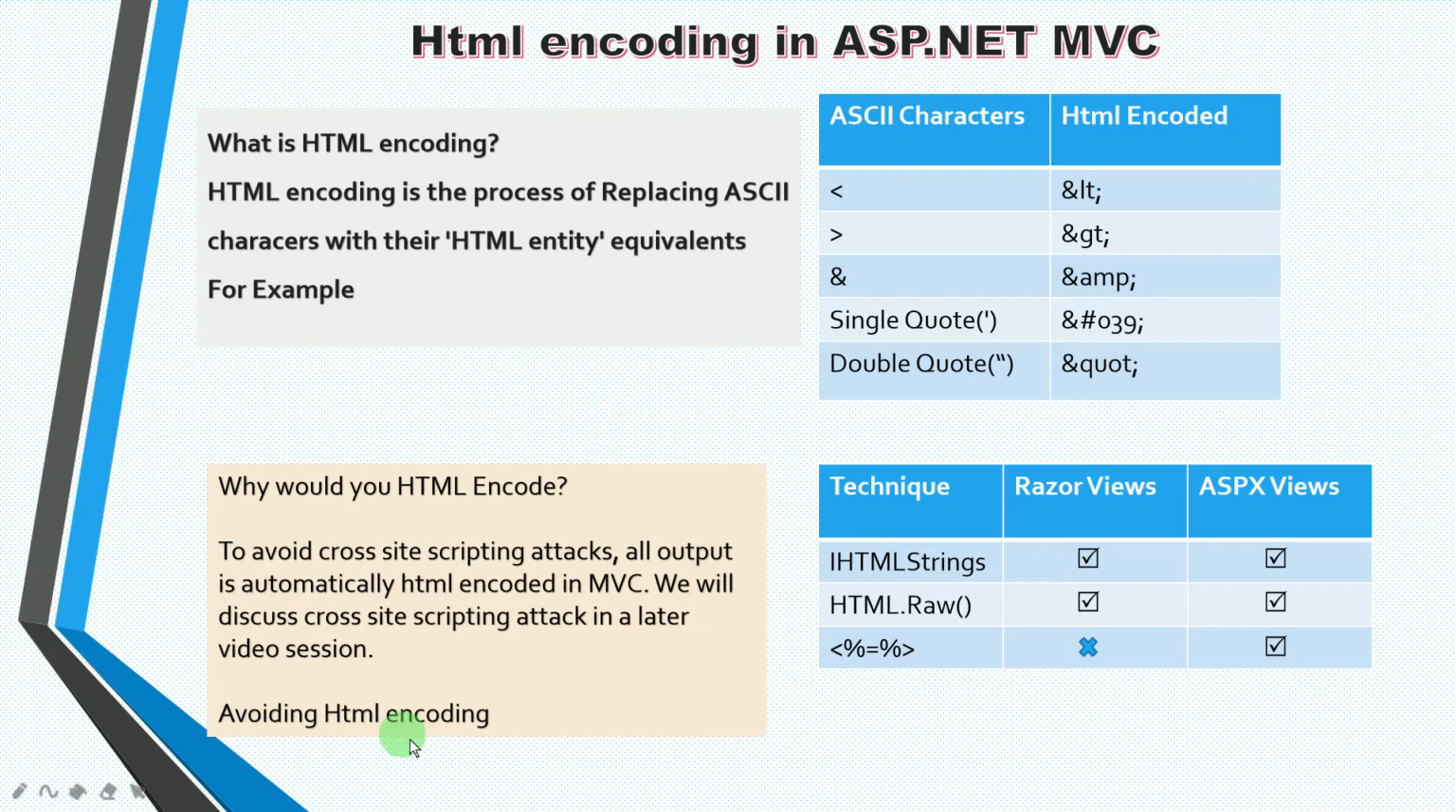To avoid HTML encoding, we use IHtmlString, Html.Raw, and the percentage equal to percentage inside angular brackets. IHtmlString and Html.Raw are supported in both Razor views and ASPX views. The percentage symbol syntax is only supported in ASPX views, not in Razor views.